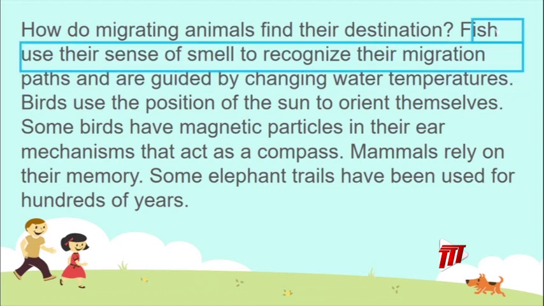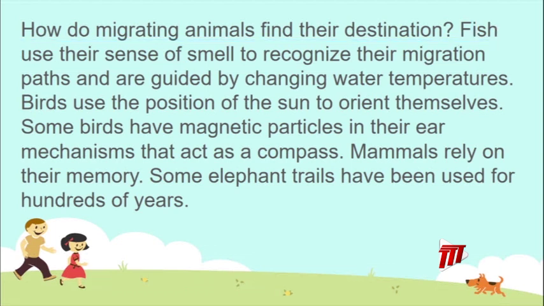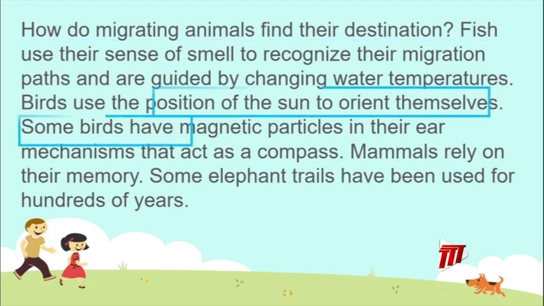Is the biggest idea about the fish and how the fish migrate? Do all the other lines support that one idea? No, because we have other animals there. What about the line that talks about the birds? Now it's highlighted a little badly, but we're reading from where it says some birds. Some birds have magnetic particles in their ear mechanisms that act as a compass.